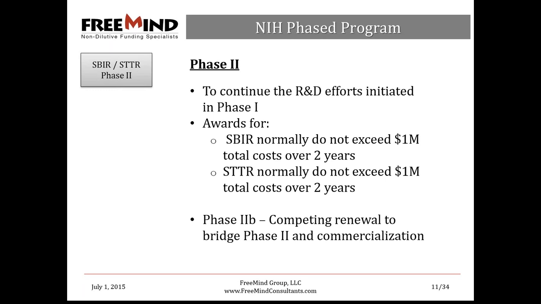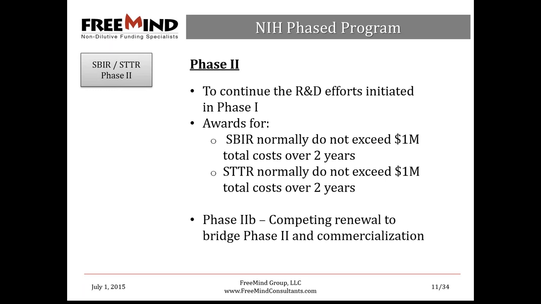So for a standard phase 2, and as I mentioned, there are new ways to go about that, but for a standard phase 2, you're only eligible if you previously received a phase 1. This is for more advanced research, obviously continuing what you did during the phase 1. And the cap here, again, can be exceeded by 50%. So it's actually $1.5 million over 2 years for both the SBIR and the STTR.